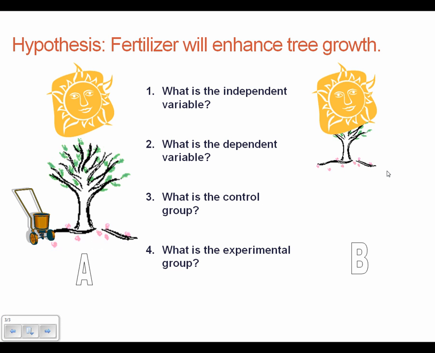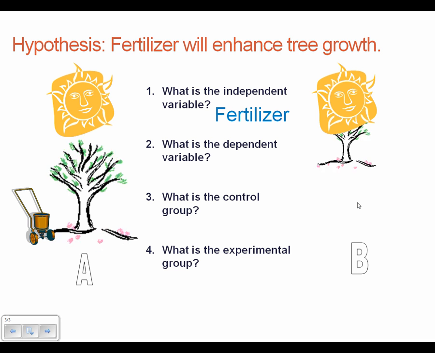Now, if we look at this experiment, there's a hypothesis that states fertilizer will enhance tree growth. And we have 4 questions. What is the independent variable? Well, we see that we have 2 groups, Group A and Group B. Again, the independent variable is what is being tested. In this case, fertilizer is being tested, therefore it is the independent variable.